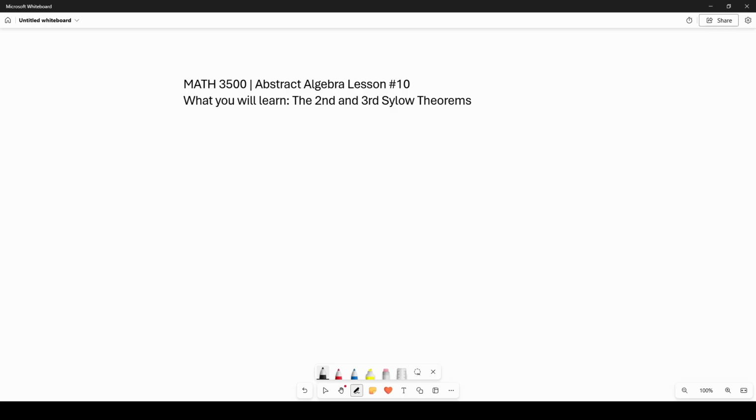Since it's a really important subject and takes a lot of different examples to really get the hang of these theorems because they're kind of hard to memorize at first.